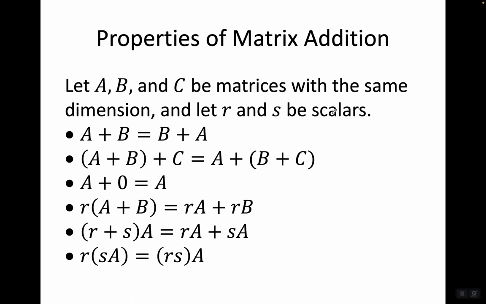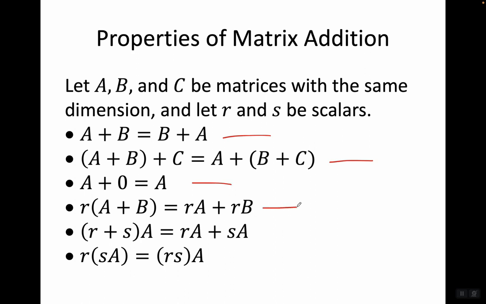Here are some properties of matrix addition. We talked about that earlier. Let A, B, and C be matrices with the same dimension. Let R and S be scalars. This one means that matrix addition is commutative. It's distributive. You've got a zero matrix. You add that to anything, you just get back A.